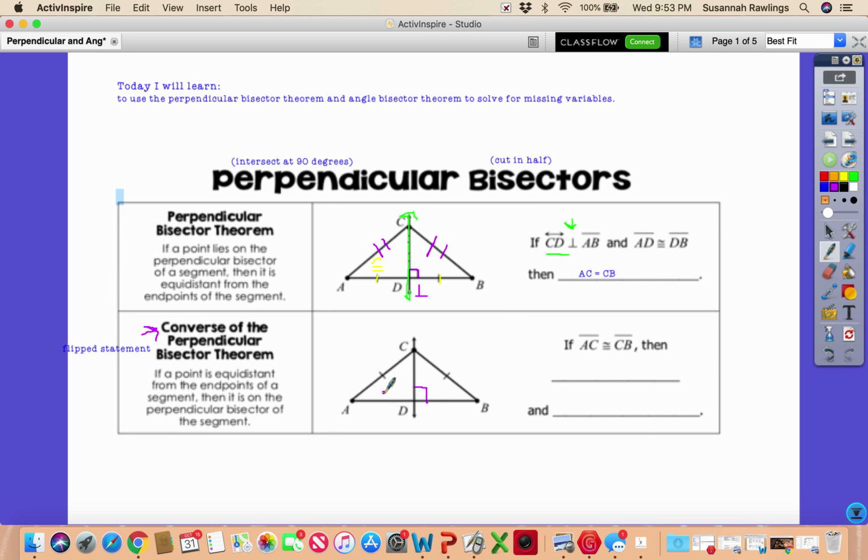So I'm going to mark this as my perpendicular bisector. And then I'm going to copy this statement down here, just writing it in reverse. So CD is perpendicular to AB, and AD is congruent to DB. I'm not going to copy that down here, but go ahead and write that down. I'll pause the video while you do that.